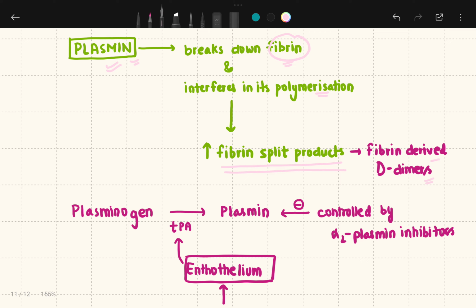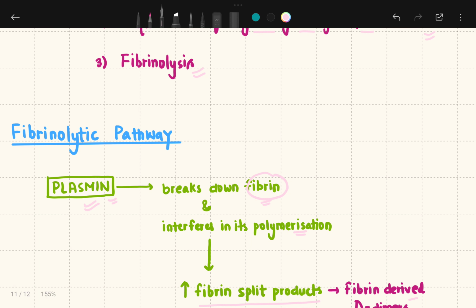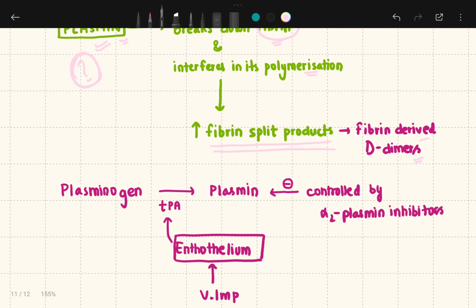Okay, so where does this plasmin come from, right? What is the source of the plasmin? Plasmin comes from plasminogen. And where does this plasminogen come from? It is freely available in our bloodstream. Plasminogen is in its inactive form and it gets converted to plasmin, its active form, with the help of TPA.